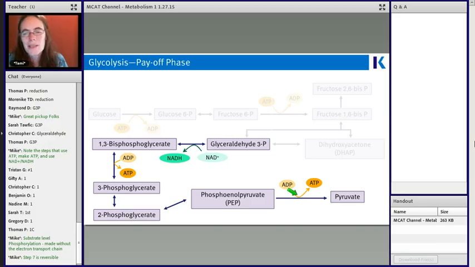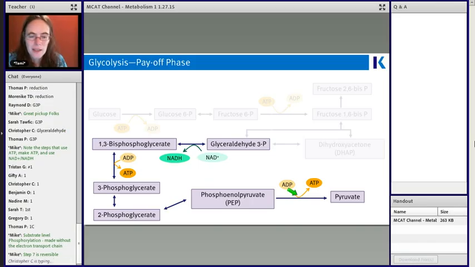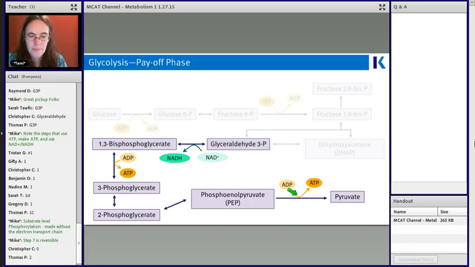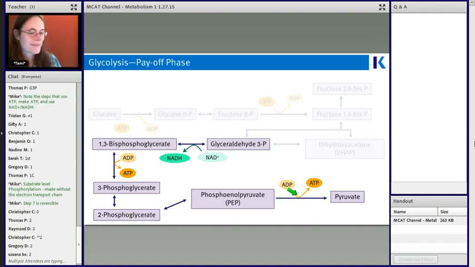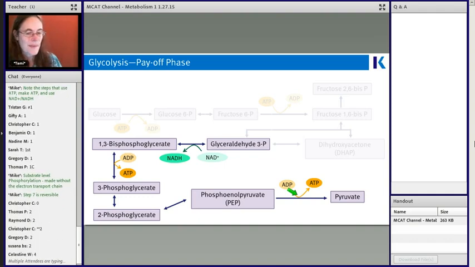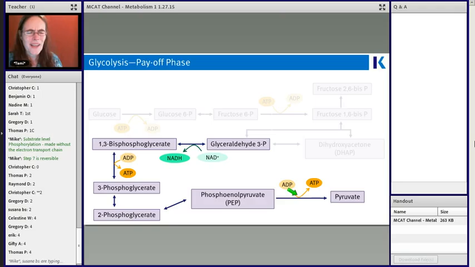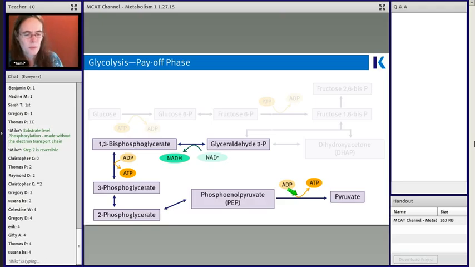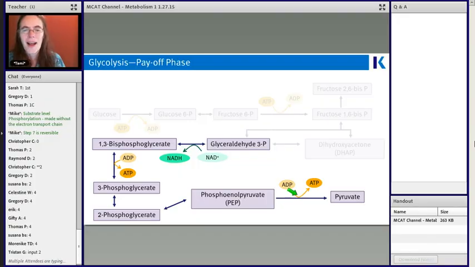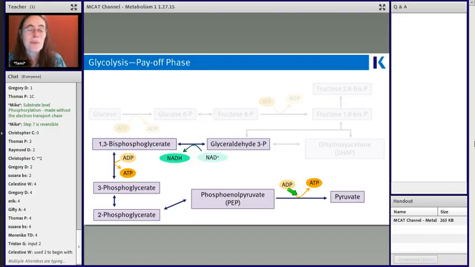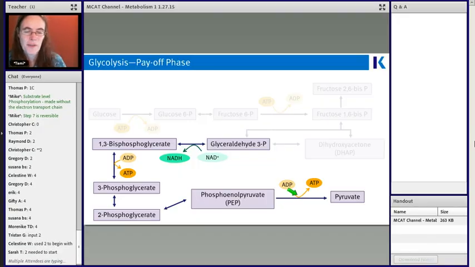So what is my net ATP created in glycolysis? My net is 2. What is my gross? Yeah, my gross is 4. So why are you guys telling me that I only made a net of 2? I had those 2 inputs in the beginning. Perfect. You guys got it.